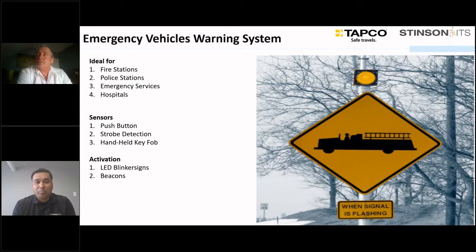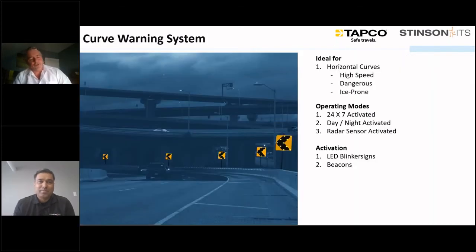The wireless key fob is especially convenient if an emergency vehicle is returning back to the station in a hurry. These systems are not only important for preventing near misses and collisions near these emergency services, but they also save precious seconds for these vehicles to reach their destination. So these are very simple but very nice systems, and again, solar options and different power options can be provided based on location to location. Now, Michael will talk about curve warning systems. Thanks, Ajay.